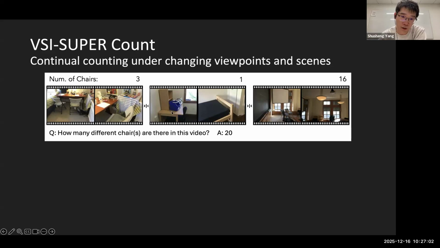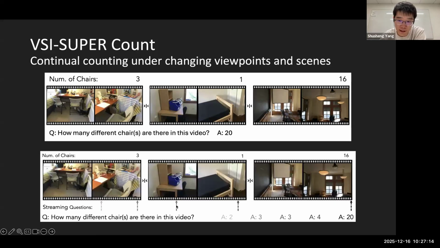And in the second video, the ground truth is 1. And in the last video, the ground truth is 16. So in total, after watching the whole video, the answer should be 20. And we also design its online streaming counterparts.